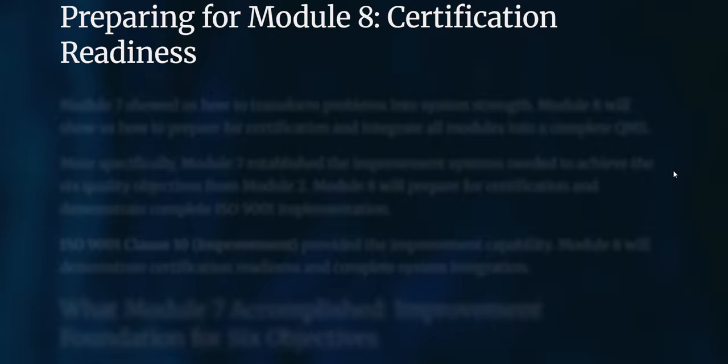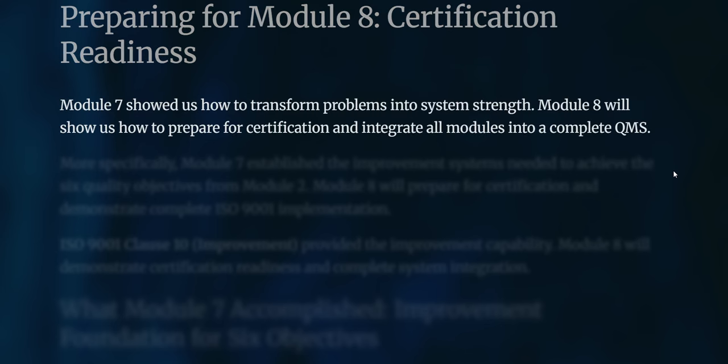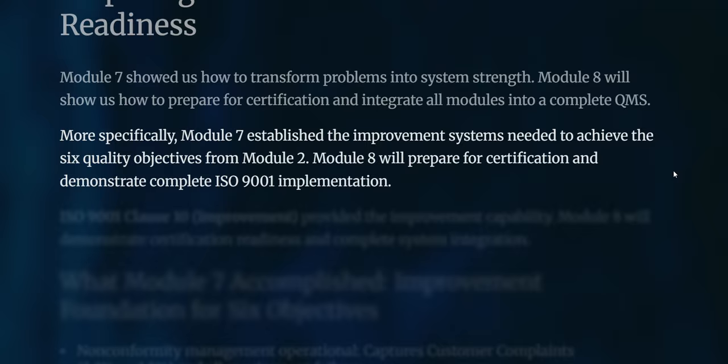Preparing for Module 8 certification readiness. Module 7 showed us how to transform problems into system strengths. Module 8 will show us how to prepare for certifications and integrate all methods into a complete quality management system. More specifically, Module 7 established the improvement system needed to achieve the six quality objectives from Module 2 that we have set, and Module 8 will prepare for certification and demonstrate completeness of ISO 9001 implementation.